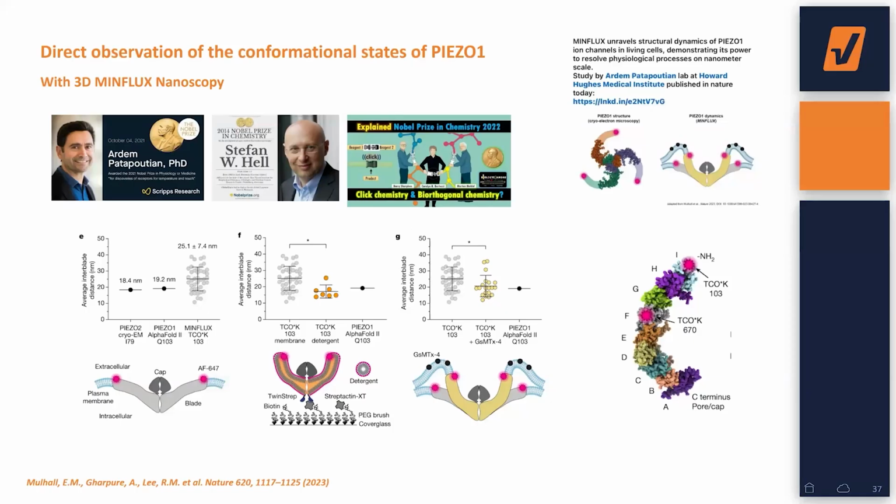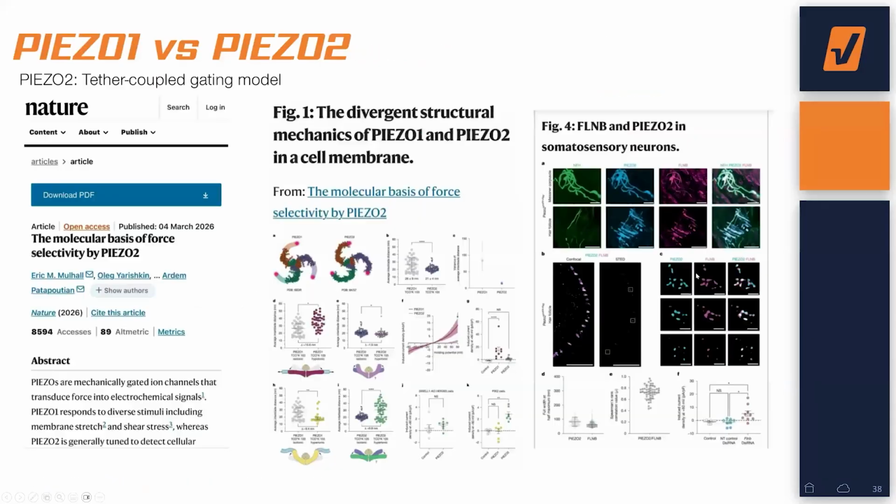Then he moved the dye to the arm position of the blade. Then there's a change, right? Resolved by the MINFLUX, 3D MINFLUX, actually there's a change. It means that while the ion channel opens and closes, it's not the blade stretching out and coming back. It's the elbow lifting and putting down, lifting and putting down. So it's the first time to resolve an ion channel in physiological conditions in live cells. It's a Nature paper in 2023. Just 3 years later, he published again in Nature on Piezo 2 using the 3D MINFLUX.